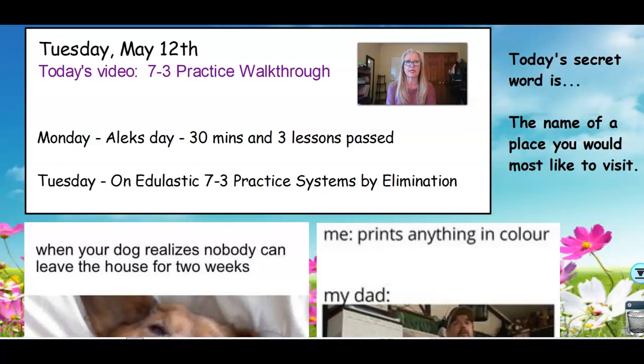Today's secret word is the name of a place you would most like to visit. I've always kind of wanted to go to the Mediterranean, like take a cruise in the Mediterranean. So I think I would put Greece. Yeah, it's right smack in the middle of it, right? Don't quote me on that though. Social studies was never my thing.